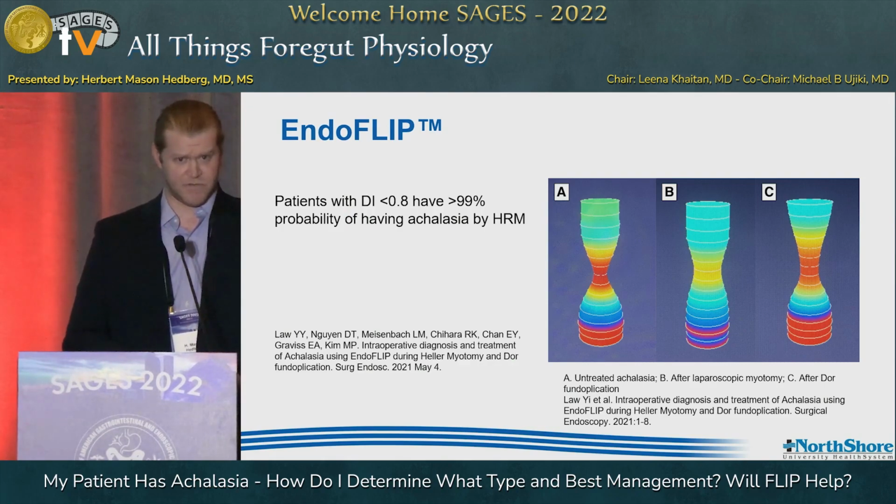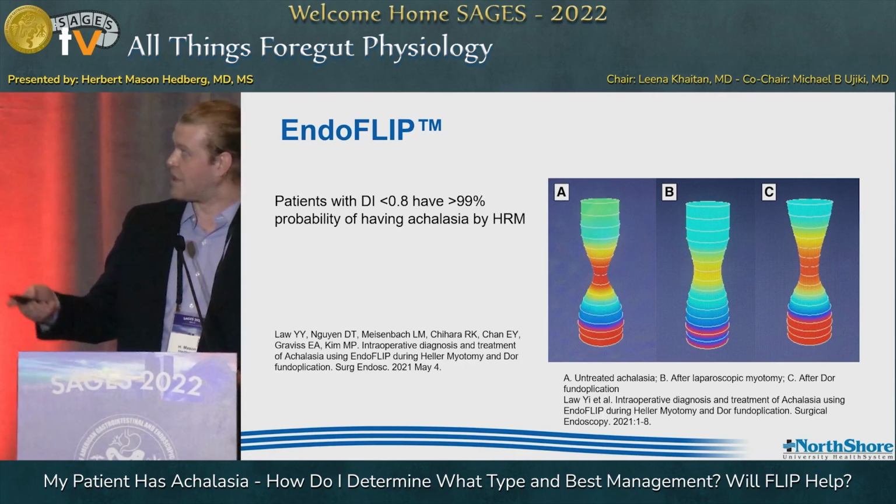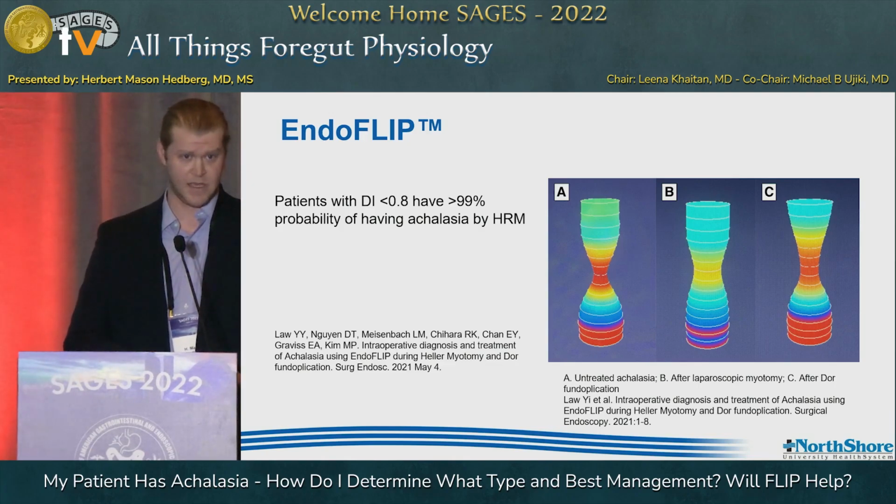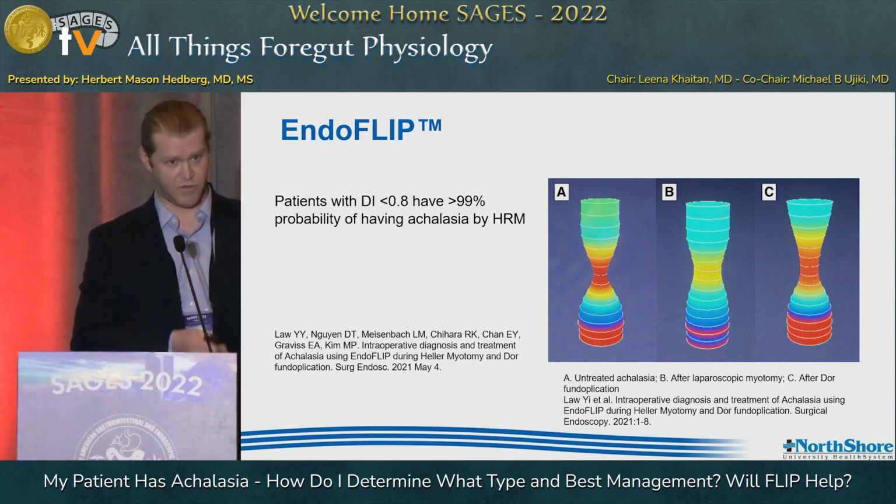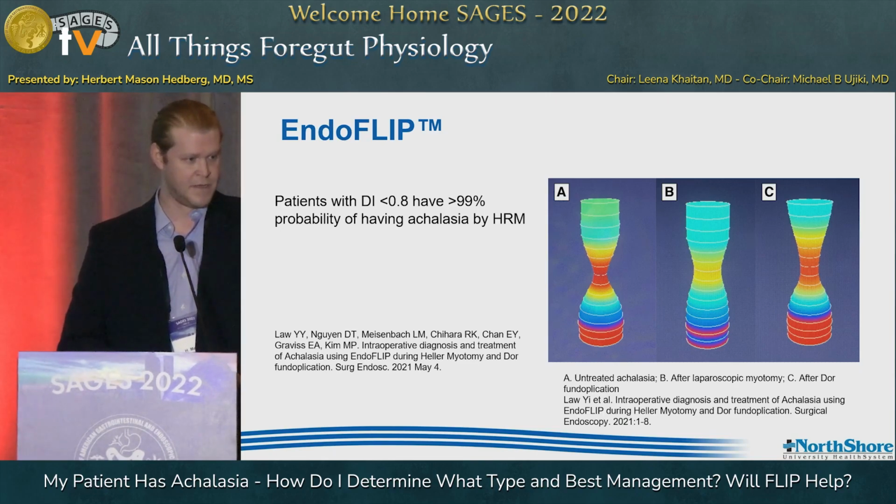So this is all still under investigation. We saw some early data earlier, but it appears that you can, with good predictive value, find what an elevated IRP would be with Endoflip. One paper that came out showed less than 0.8 for your distensibility index is a very, very high chance of a high IRP. So you can identify these patients in that group of EGJ outflow disorders.